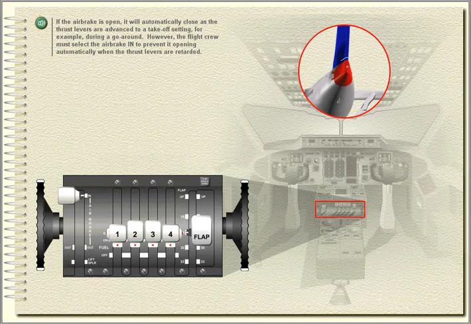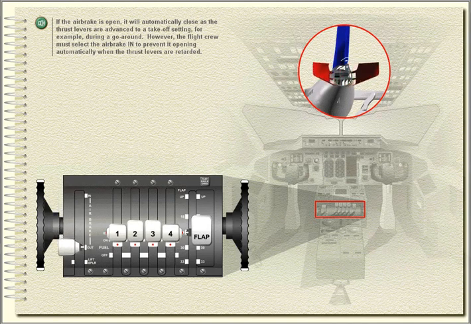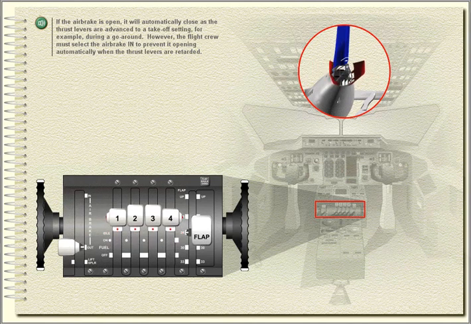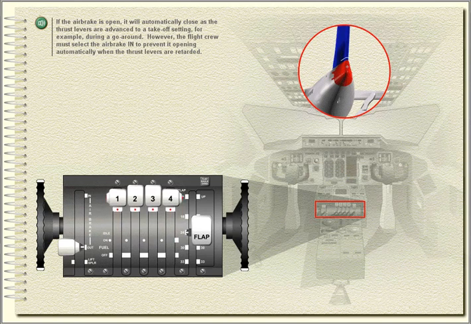If the air brake is open, it will automatically close as the thrust levers are advanced to a takeoff setting. For example, during a go-around. However, the flight crew must select the air brake in to prevent it opening automatically when the thrust levers are retarded.